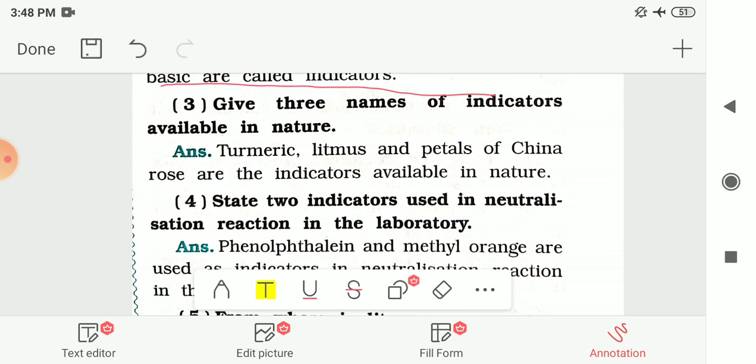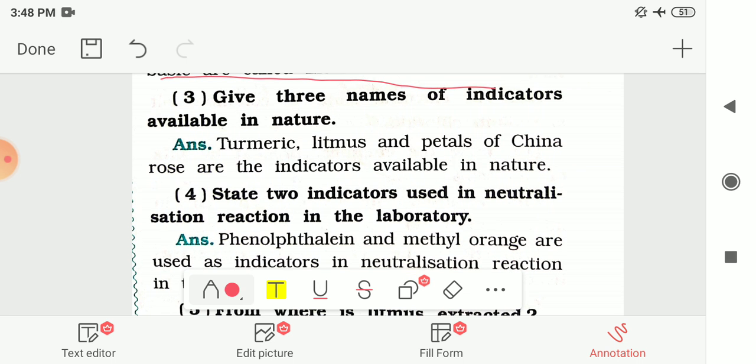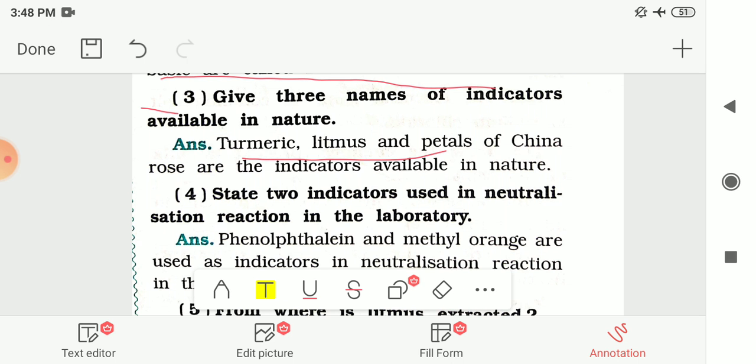Next, third number, give 3 names of indicators available in nature. That means we have to write natural indicators. Turmeric, litmus and petals of China rose are the indicators available in nature. That is turmeric, litmus and petals of China rose. How it works, we had already seen in the chapter.